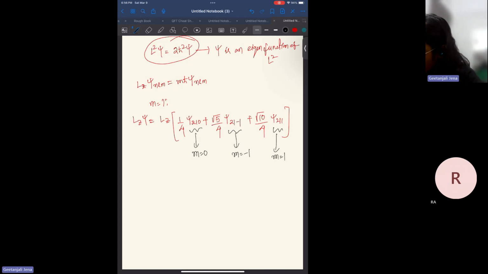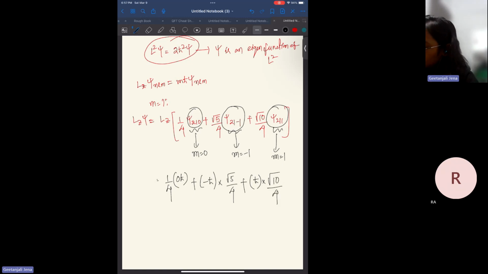So that means when Lz acts on this one, it will give 0ħ. When Lz acts on this one, it will give minus ħ times root over of 5 by 4. And when it acts on this one, it will give ħ times root over of 10 by 4. So that means there is a state here also, psi 21 minus 1, and here psi 211.